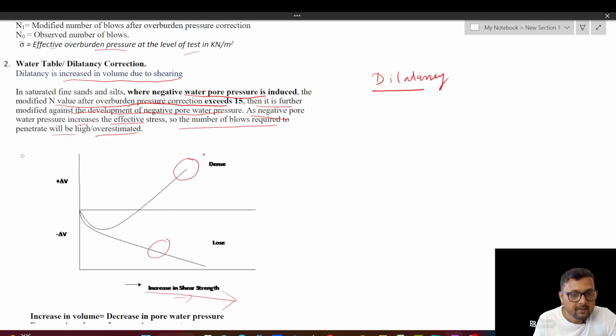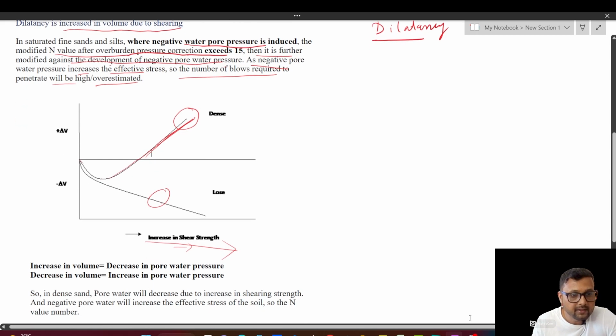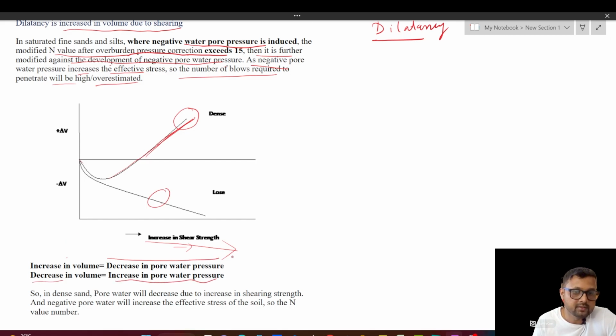But in case of dense sand, what is happening? First the volume will decrease, then it is increasing. Now, what will happen? An increase in volume means a decrease in pore water pressure, and a decrease in volume means an increase in pore water pressure. So what does it mean?